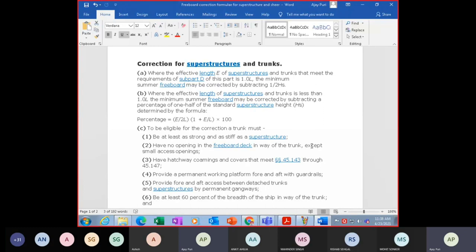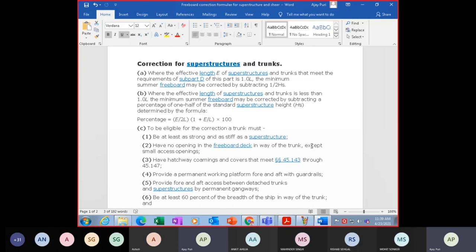So that is basically, when the effective length of the superstructure E and the trunk is less than 1L, the minimum freeboard may be corrected by subtracting the percentage of half of the standard superstructure height HS, which is determined by E by 2L into 1 plus E by L, where E is your effective length of superstructure, divided by 2L into 1 plus E by L into 100. Now if you want to deduct your freeboard, this will be the correction of superstructure.